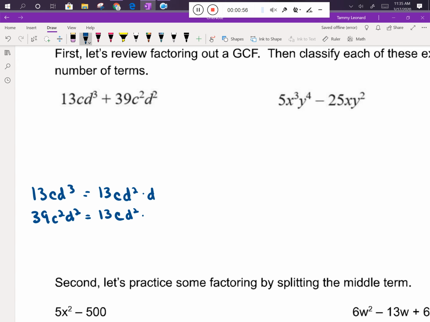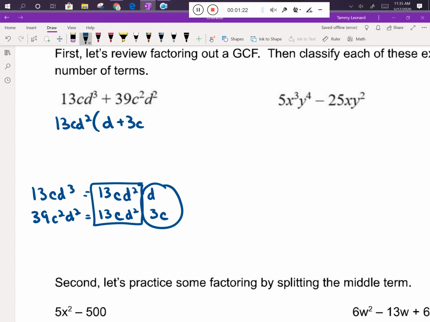39 c squared d squared, if I divide it by the 13c d squared, 39 divided by 13 is 3. C squared divided by c leaves a c, and d squared divided by d squared would just be 1, so I don't need that. So this is the GCF that we can factor out, and d plus 3c will be what's left. So I have 13cd squared to undistribute or factor out, and d plus 3c is what's left.